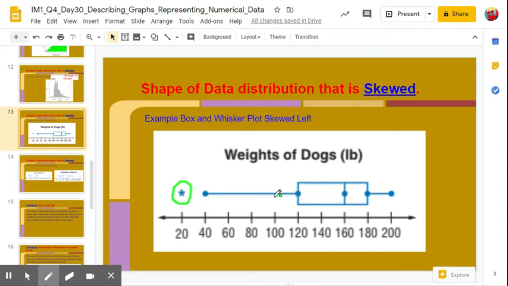But you can see the data is much more spread out here on the left side, going from the 160 all the way down to 20, versus the upper half of the data set, which is only going from 160 to 200, clustered closer together. Half the data set's between 160 and 200 versus the other half being spread out from the 20 to the 160. So this one is skewed left.